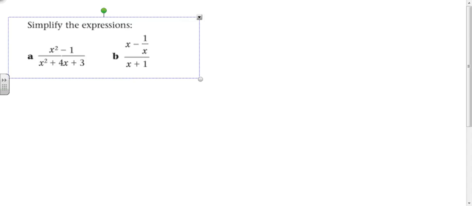Okay, the next thing, we've got to simplify these expressions. So let's have a look at the bottom. We can factorise that: x plus 1 plus 3. So that's nice and straightforward.